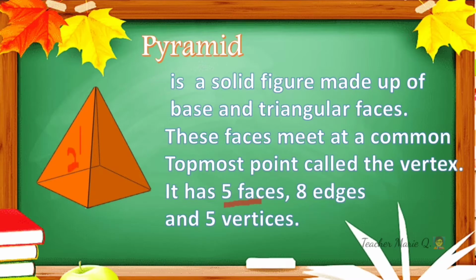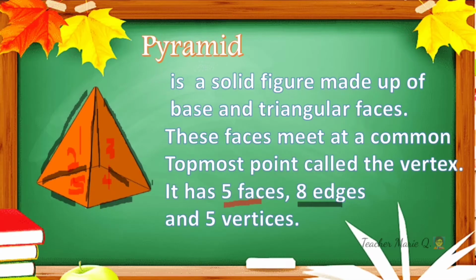Let's count. 1, 2, 3, 4, 5. 5 faces. Next, the 8 edges. Let's count. 1, 2, 3, 4, 5, 6, 7, 8. 8 edges. Next is the 5 vertices. Let's count. 1, 2, 3, 4, 5. So the pyramid has 5 vertices.